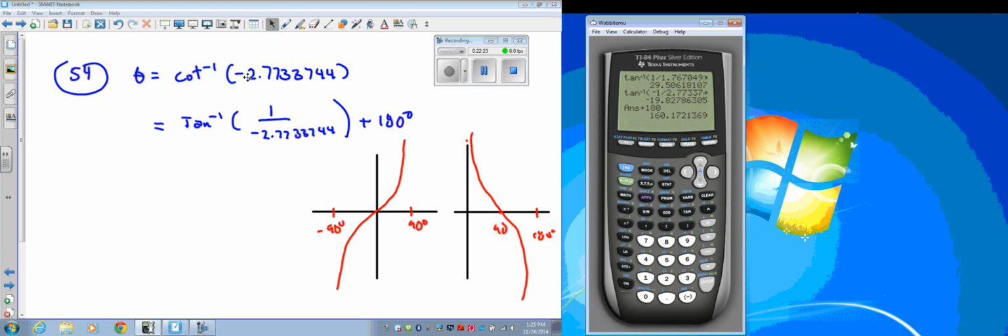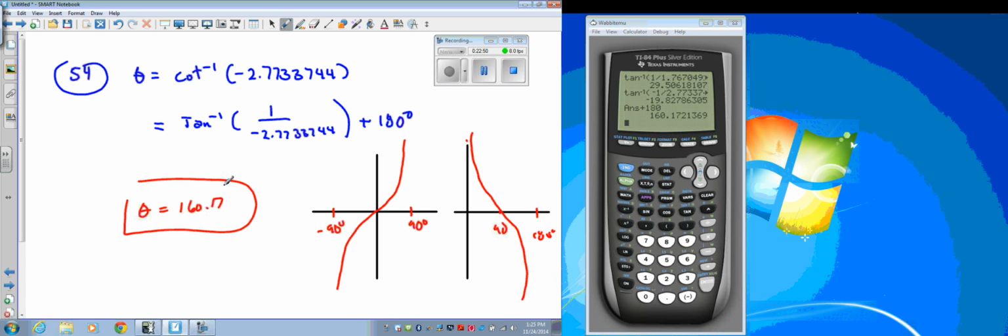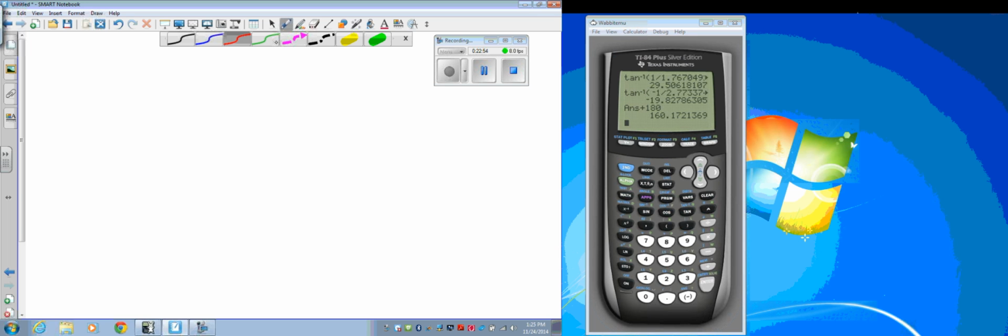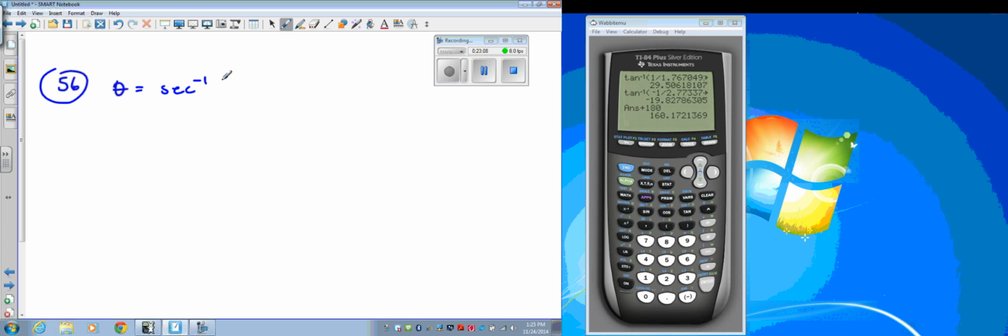So, any questions on that? Let's see. I got this. The answer here was theta equals 160. Just have to always make sure that I got the right answer so that I'm not lying someplace. 56. Theta is secant inverse of a negative 5.